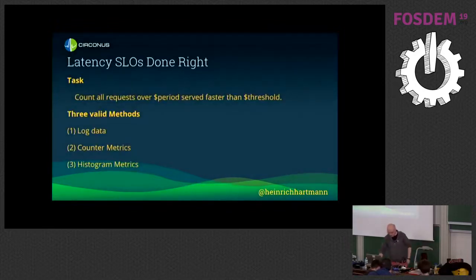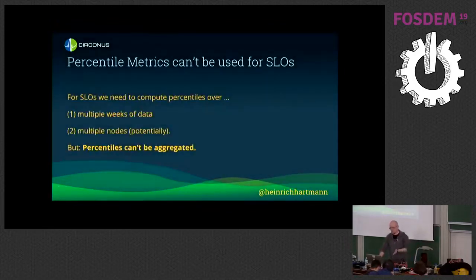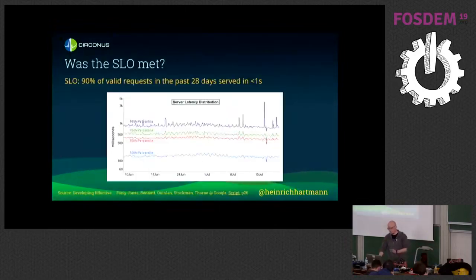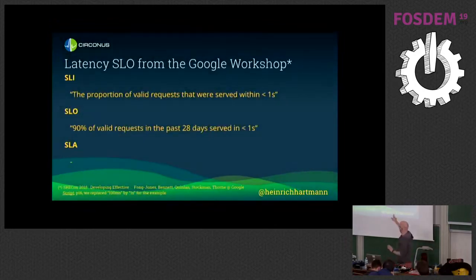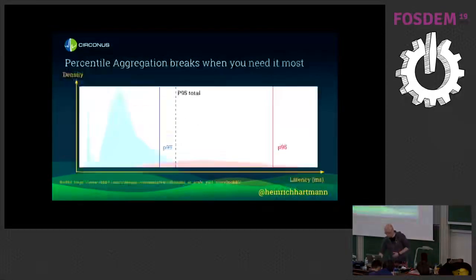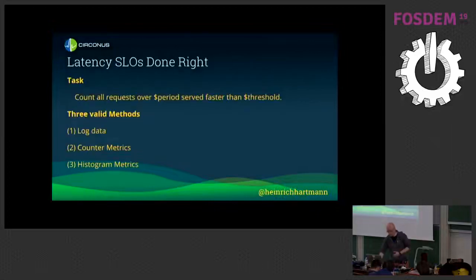So I hope I convinced you that percentiles are not really it. To be completely fair, the Google guys didn't actually take a percentile metric as an SLI. They used the proportion of validated requests which were served within 1 second. And this is precisely the first method for how you can do it right. I will talk about 3 ways to do it right. The first one is log data, the second one is counter metrics, and the third one is histogram metrics.